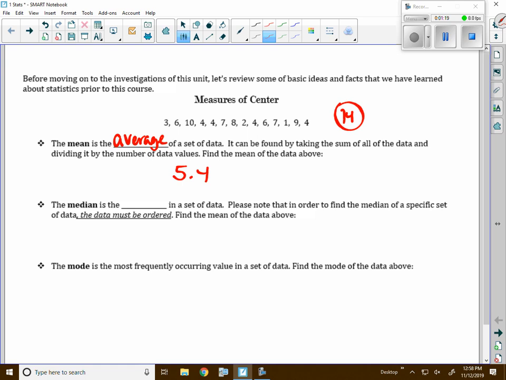The median. The median is what? The middle number. Okay, what is really important when you're finding the median? They have to be in order. Are our numbers in order? No, they are not. So let's go ahead and put those in order.